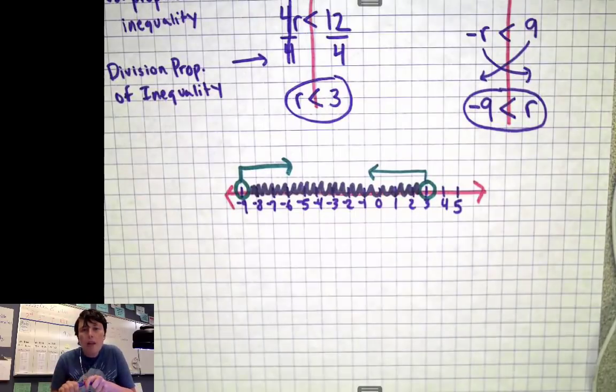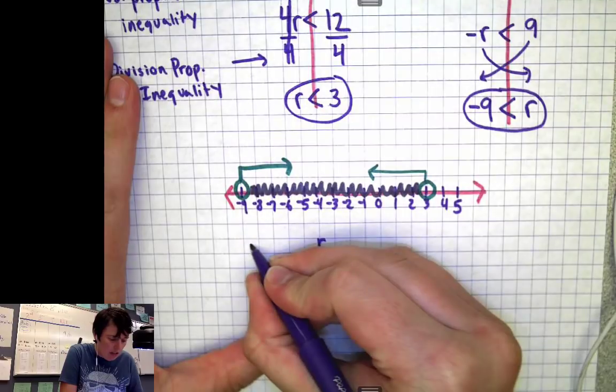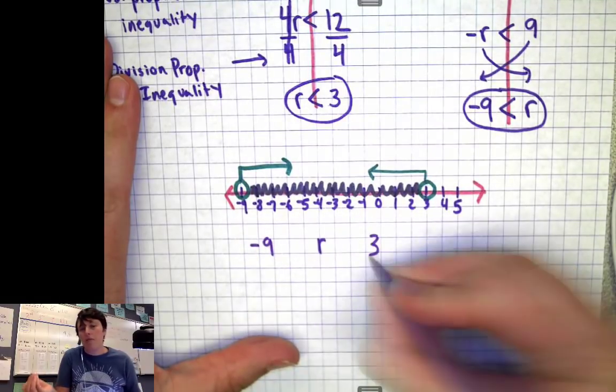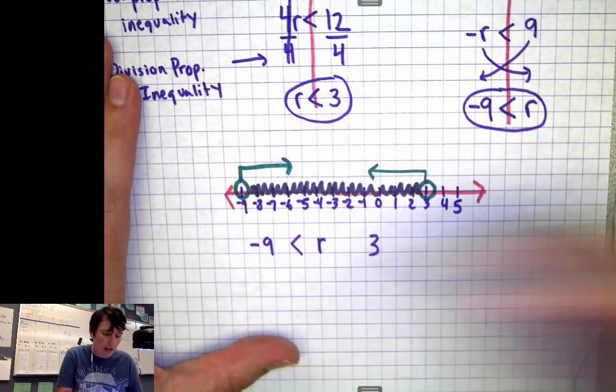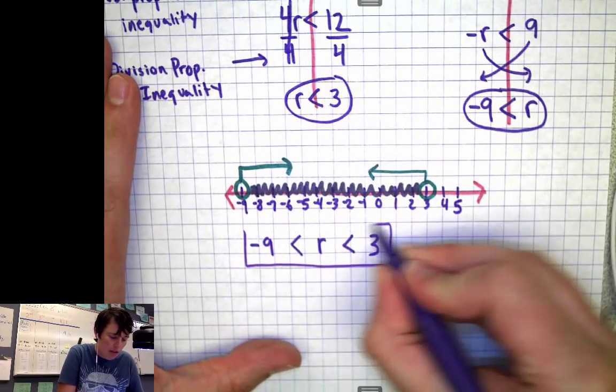So the final way to write my answer is to do this. R is between negative 9 and 3 on the number line. It is bigger than the negative 9 but smaller than the 3. Here is my final solution.